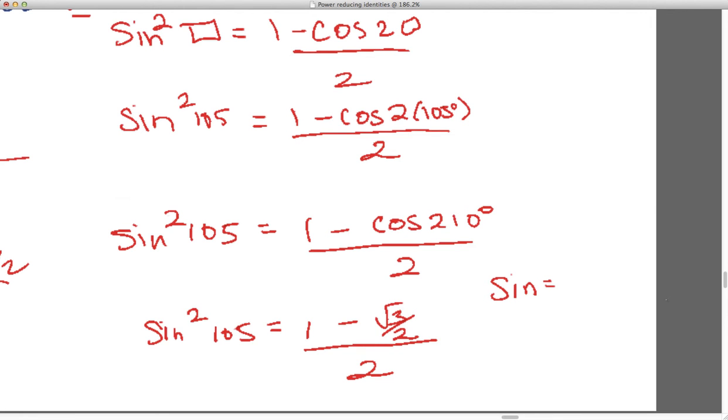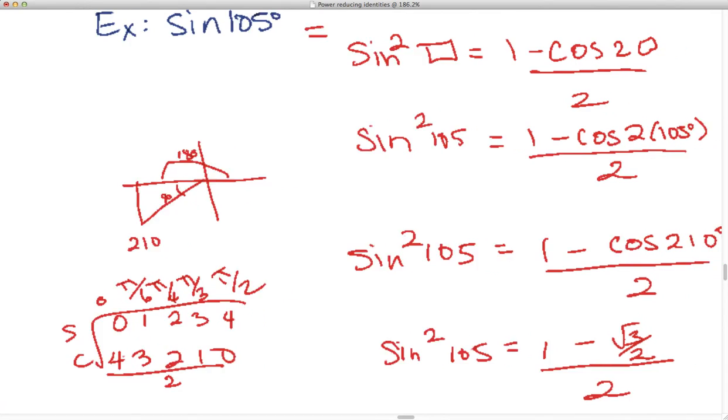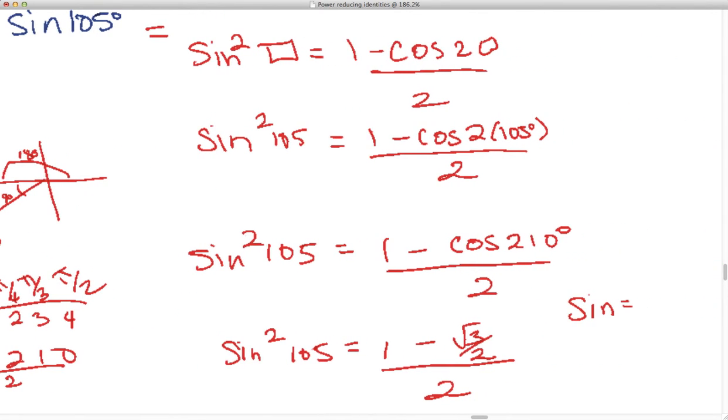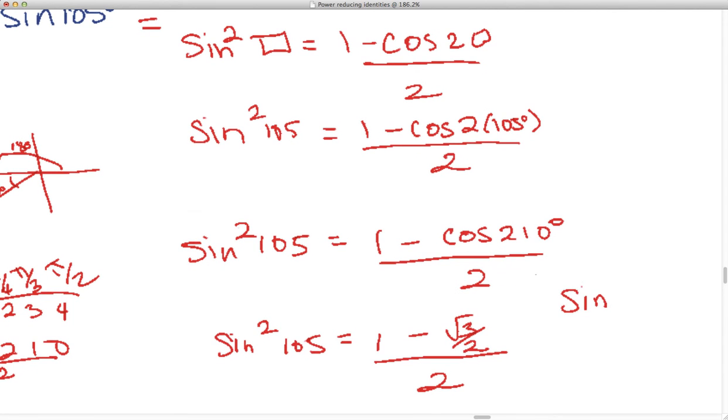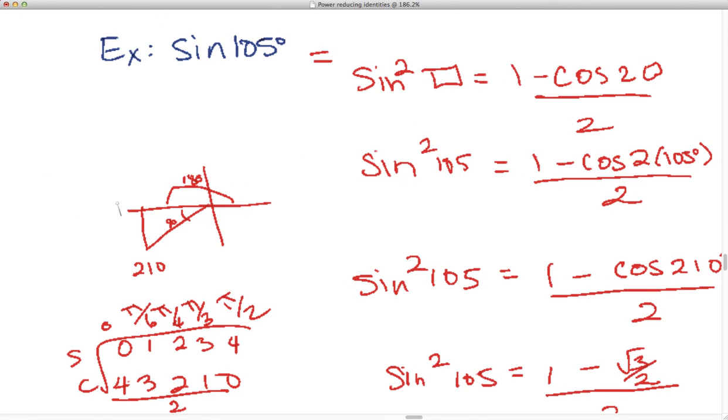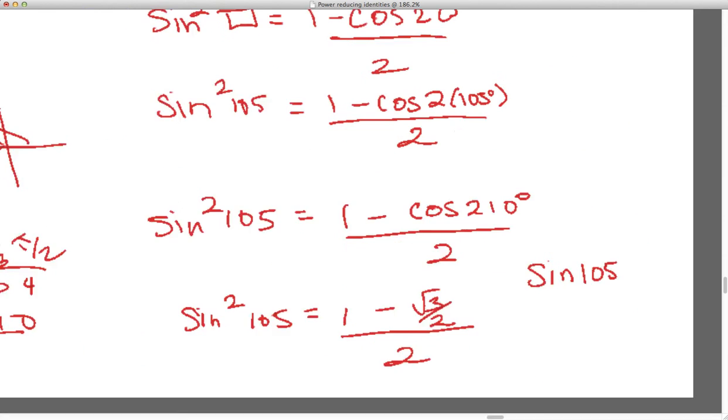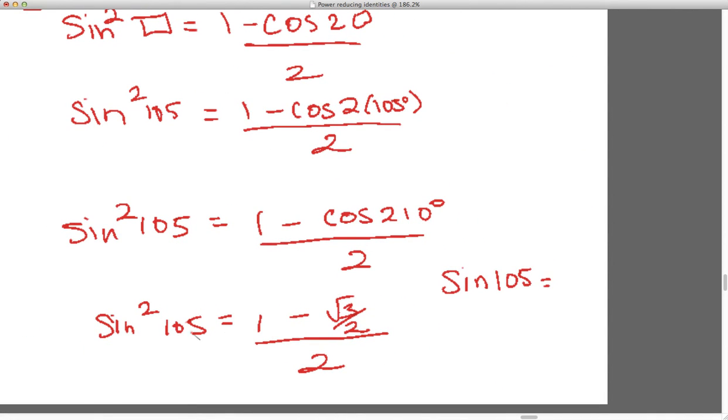And normally it would be plus or minus, right? But since 210, or I'm sorry, since 105 is in the second quadrant, we would use the positive root, right? Because even though the angle we were looking at is 210, the actual angle we're searching for is here. So that one is the positive root, right? When you square root, you get plus or minus, don't forget. So your answer would be the square root of 1 minus root 3 over 2 all over 2 without using the calculator.